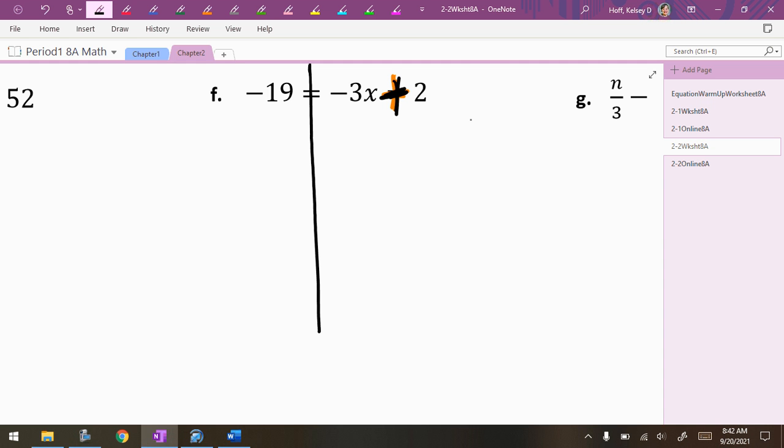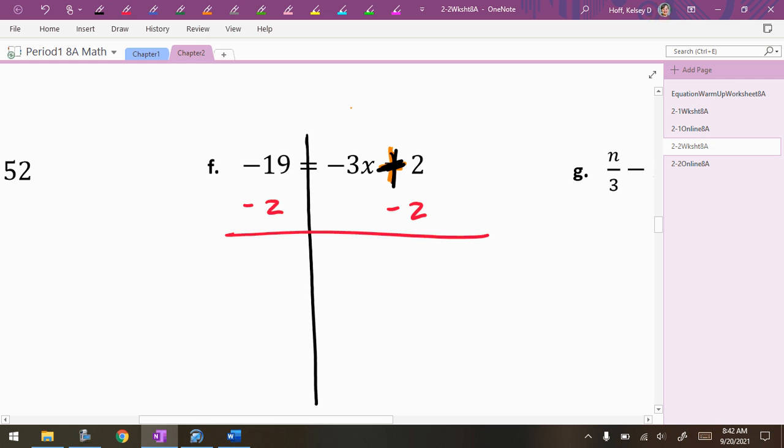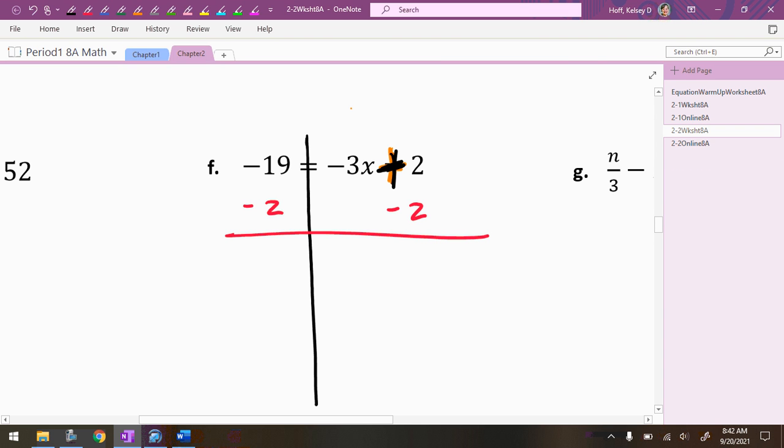Nope, I need to get rid of the 2. And how do I get rid of that 2? Add or subtract? Subtract 2. We never want to move the stuff that's by itself. If it's already by itself, we don't need to move it. So we're going to cancel out the plus 2 and the minus 2. Then we drag down negative 3x.